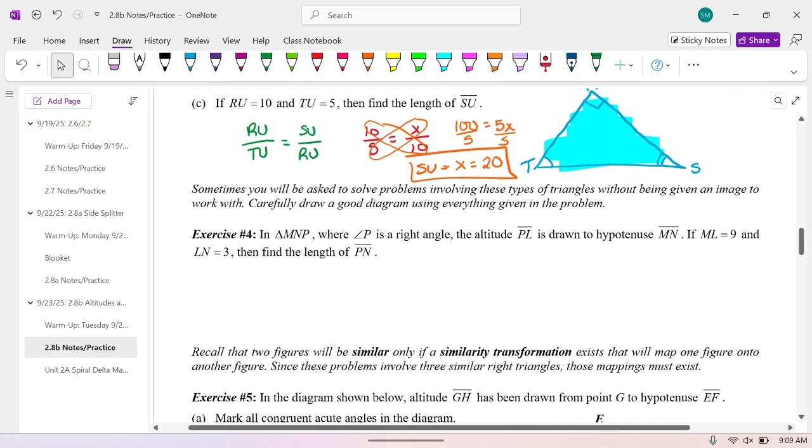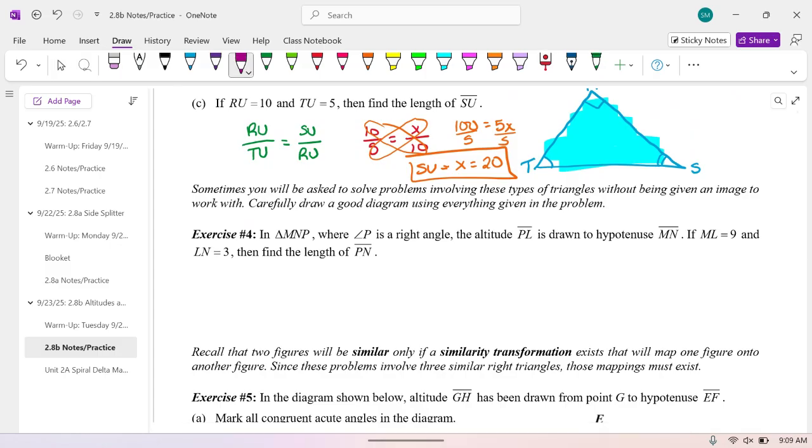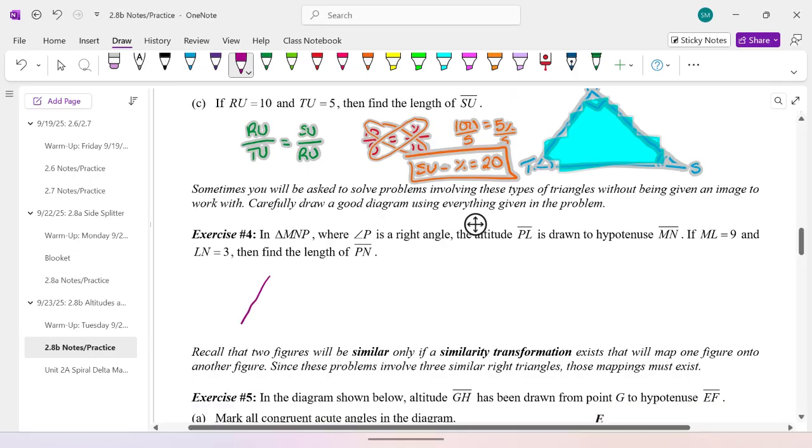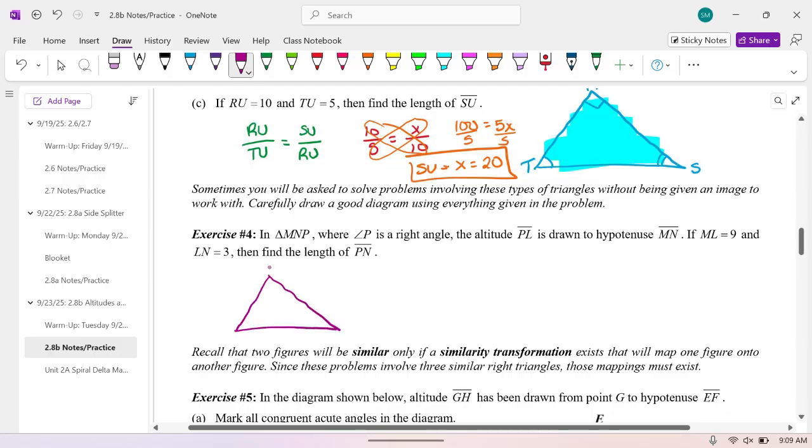All right, so example 4. They didn't give us a diagram, so we have to draw it ourselves. So triangle MNP, where P is the right angle. So I have MNP, where P is the right angle.